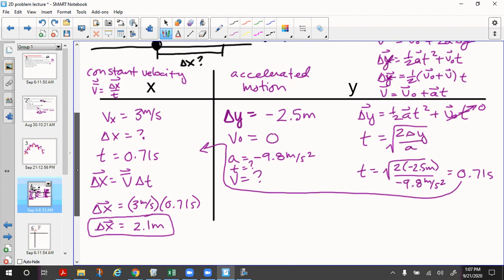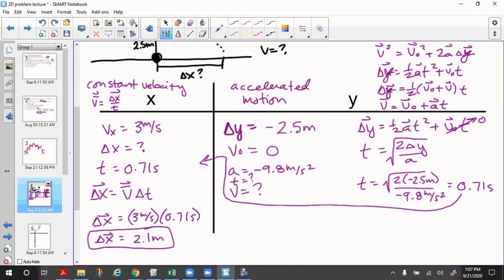So I need to use these equations to find final velocity. I can use any of them at this point because I have all the other knowns. However, I would recommend that you try to use your initial knowns for everything if you can. You can't always, but if you can, like in this case, if there was a mistake in this calculation and I used this time to calculate final velocity, then I would have a mistake there too. But if you use your initial givens, then you may not have that situation. So let's use the equation v final squared equals v initial squared plus 2a delta y.